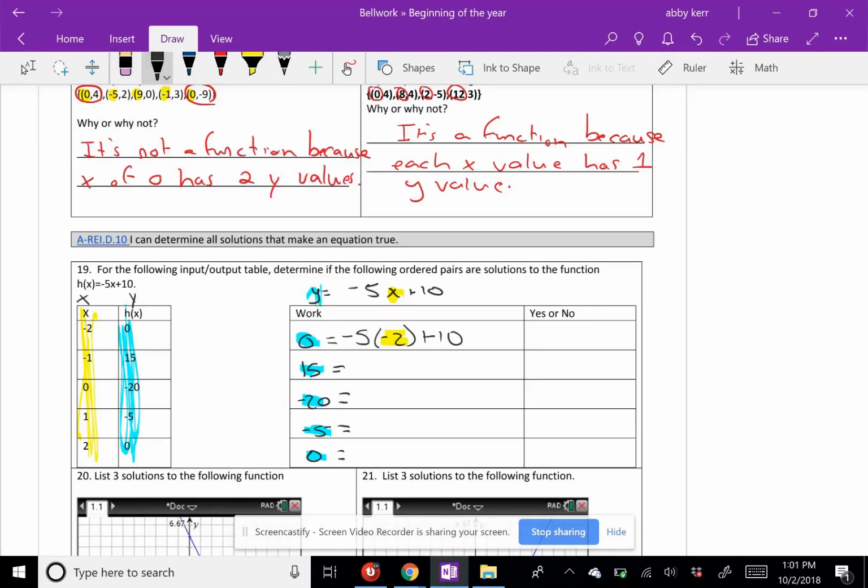So then let's just do this problem. -5 times -2 is 10. 10 plus 10 is 20. Is 20 the same answer as 0? No, it's a false. So it's not a solution.